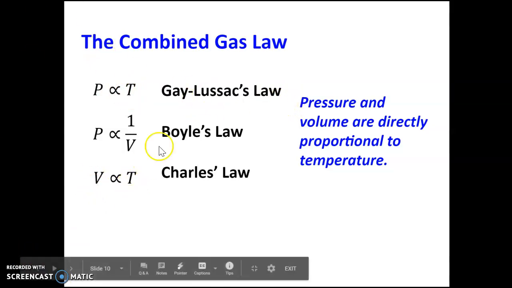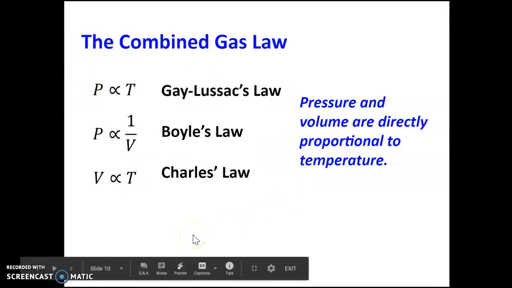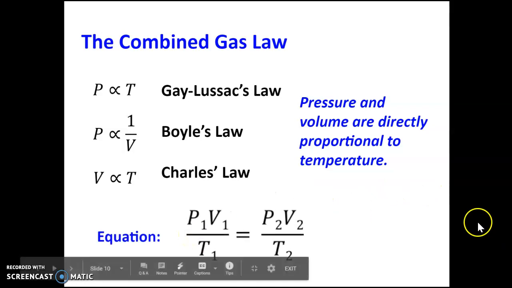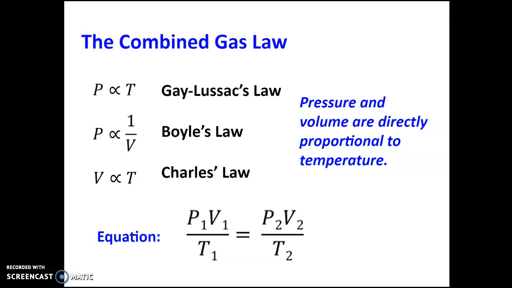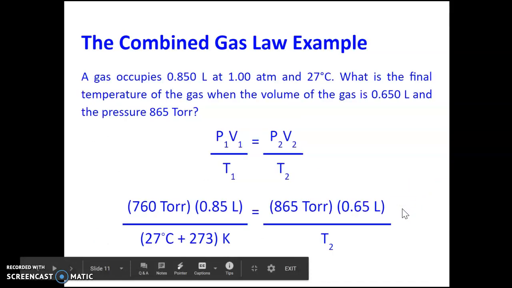And so this allows us to create a relationship that summarizes their relationship. I'm crushing it today. Anyway, so we'll have pressure 1 times volume 1 divided by temperature 1 equals pressure 2 times volume 2 divided by temperature 2. This one is pretty straightforward to use.